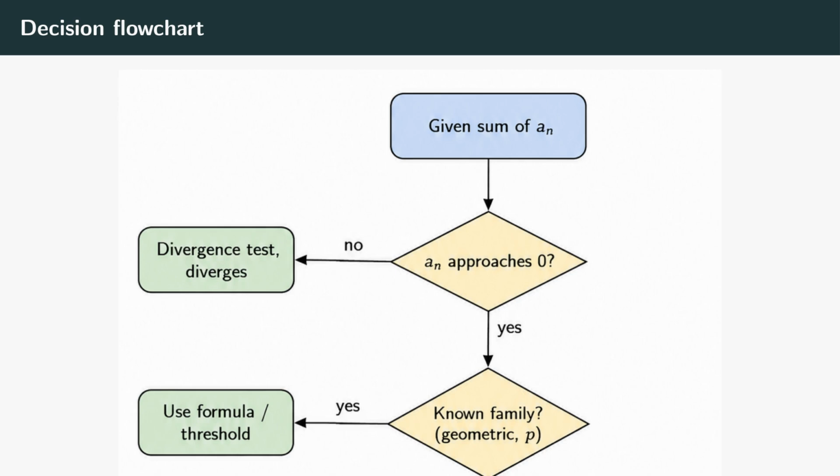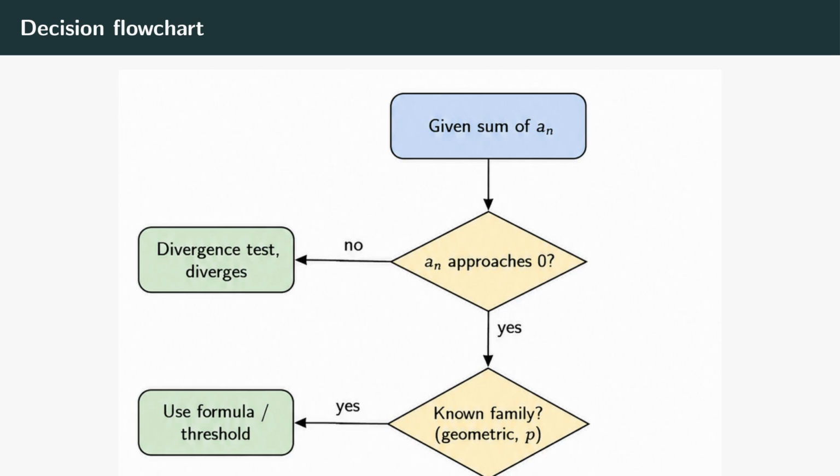Decision 5. Is the series positive and does it asymptotically resemble a known series? If yes, use limit comparison. Pick the known series as your benchmark. Direct comparison if the bound is easy. If you can't find a clean comparison, fall through. Last resort, the integral test. Identify f of x with a sub n equals f of n. Check positive, decreasing, continuous. Compute the improper integral.